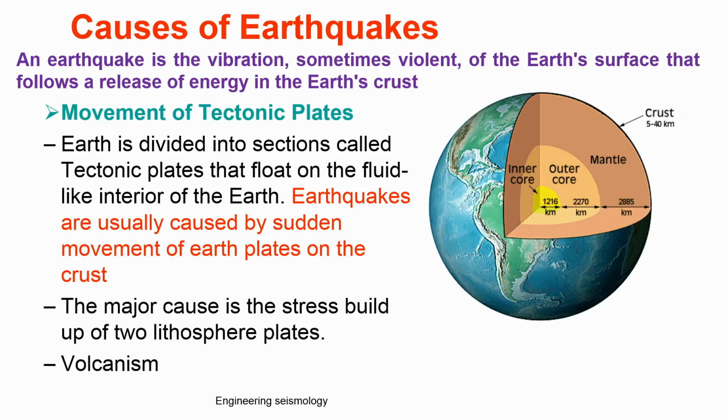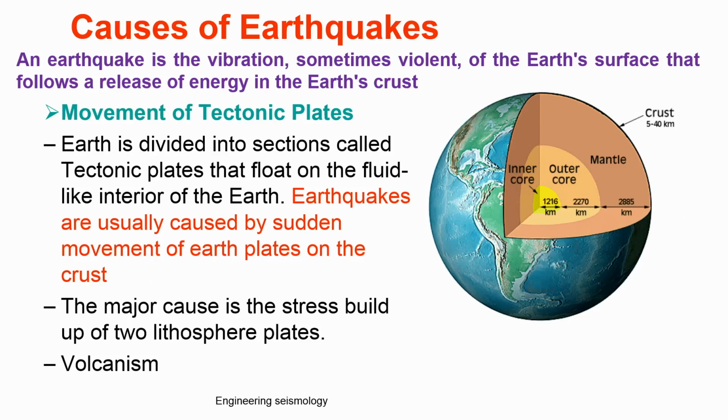The second one is the outer core, which is 2270 kilometers. The next one is the mantle, which is 2885 kilometers. The last one, where you are resting or living, is the crust, which varies from 5 to 40 kilometers. Generally this crust is divided into different segments, which are called plates. The movement of these segments causes earthquakes. We are going to understand how and why earthquakes occur.